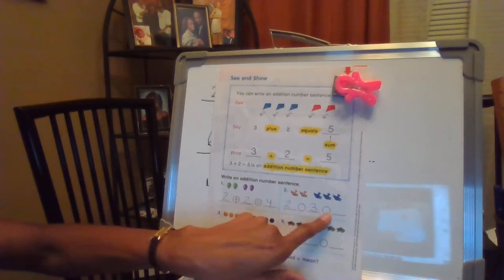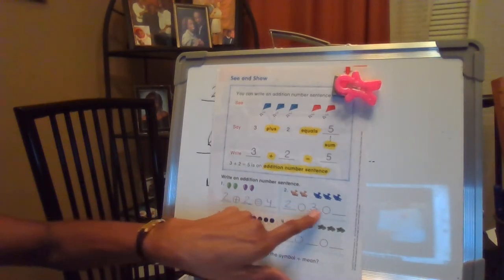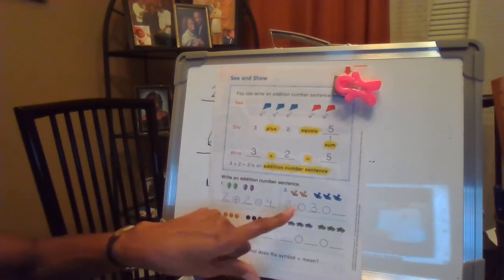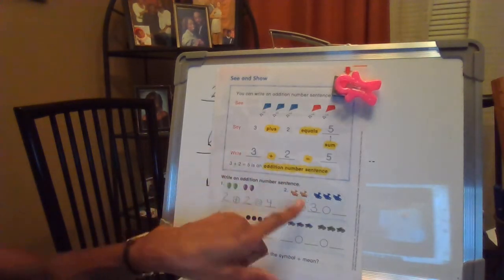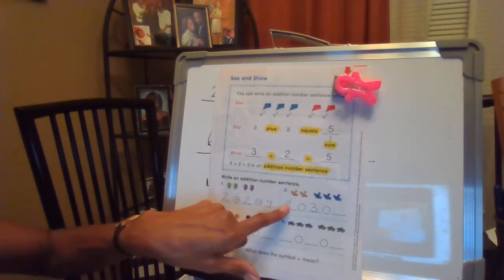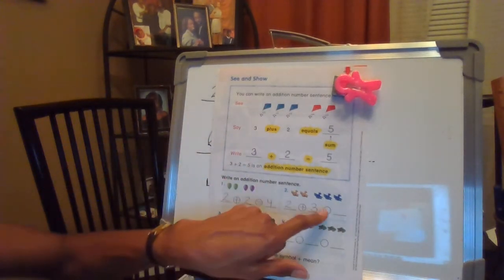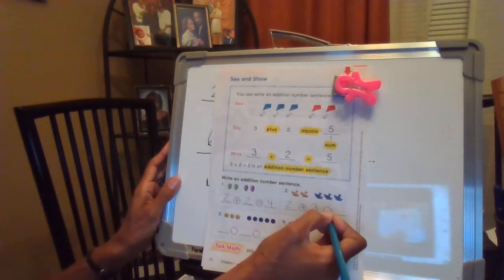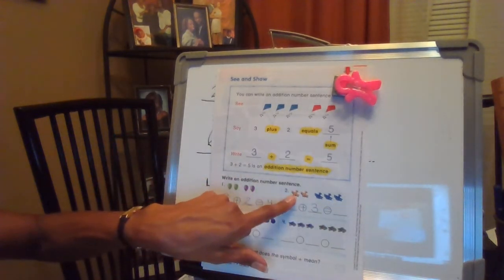Now we have these circles because they want us to write some symbols inside these circles. So every addition number sentence must have a plus sign and an equal sign, because the plus sign means you have to join the 2 groups. So 2 plus 3 equals. Now you join them and count how many in all.